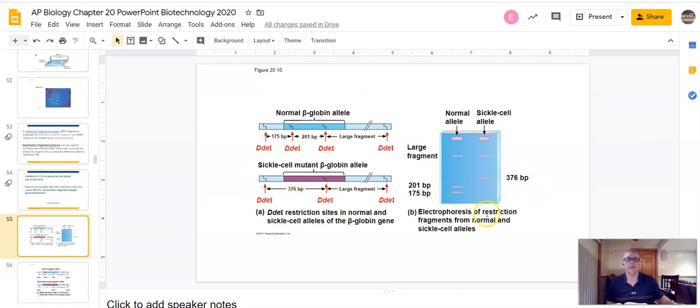When we go over here and we compare this with the gel electrophoresis, what we're going to see is the person with a normal allele, they're going to have a large fragment, that's this portion right here that's going to band out, and then they're going to have a 201, which is bigger than the 175, and the 175 is going to move down to here. When we look at an individual that has sickle cell, they're going to have that large fragment, and they're also going to have the 376 base pair fragment that's going to target right here, and that would give us some evidence that those individuals have a unique DNA sequencing.